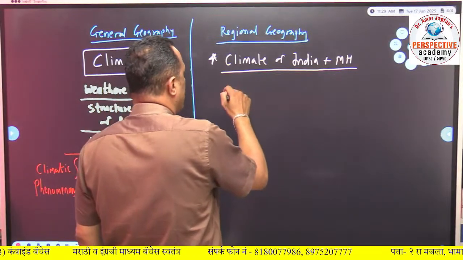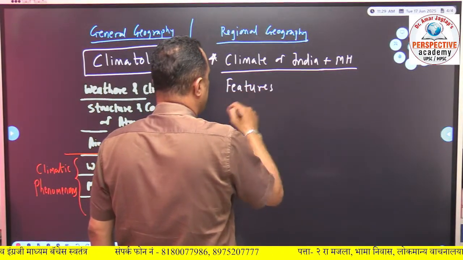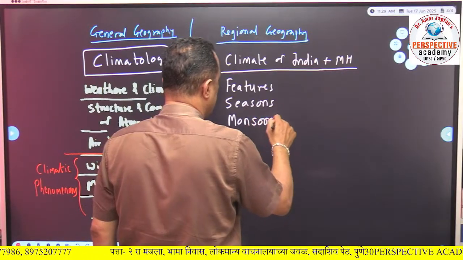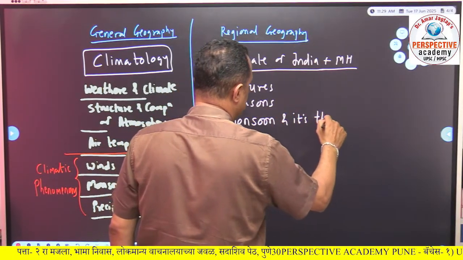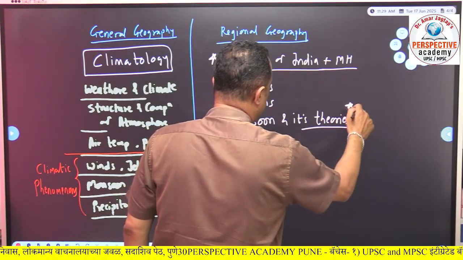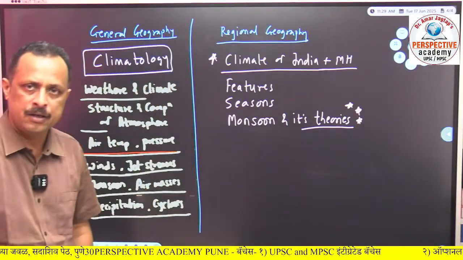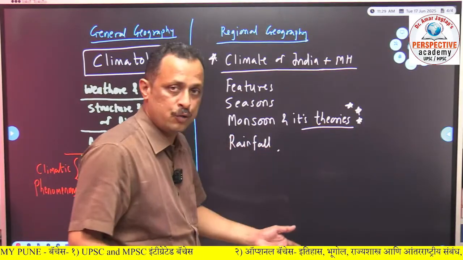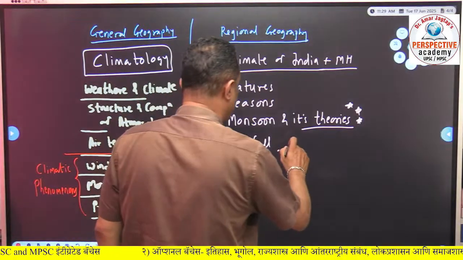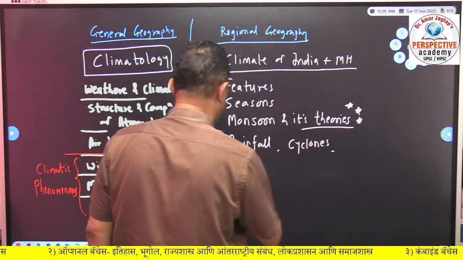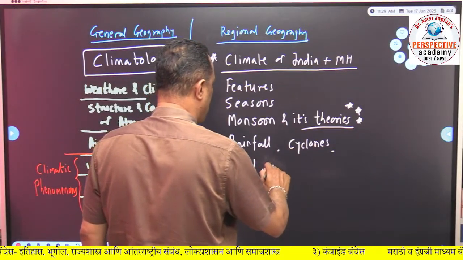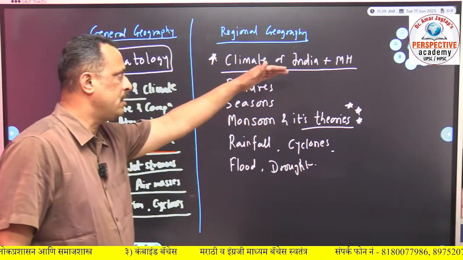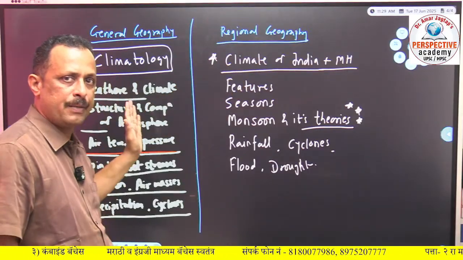Now in this we consider the important features, we consider seasons, we consider monsoon and its theories. This is the most important topic in the whole syllabus, theories of Indian monsoon. Then we consider rainfall in India, कुठे किती पाऊस पडतो, what is the rainfall distribution in India. We study cyclones in India, we study flood, drought in India.